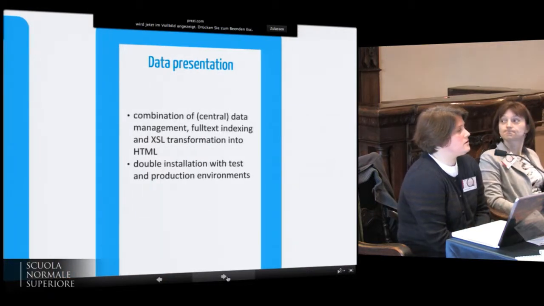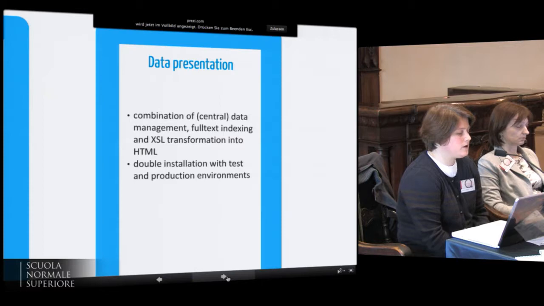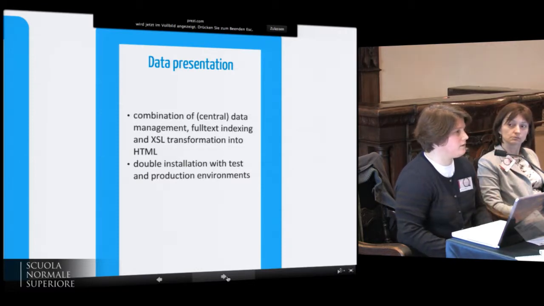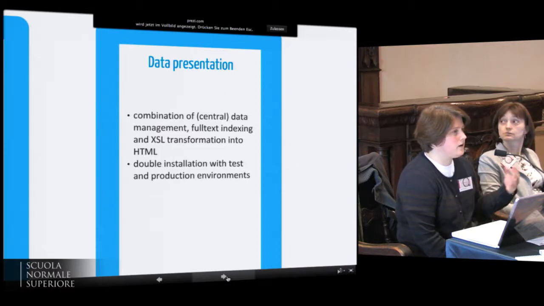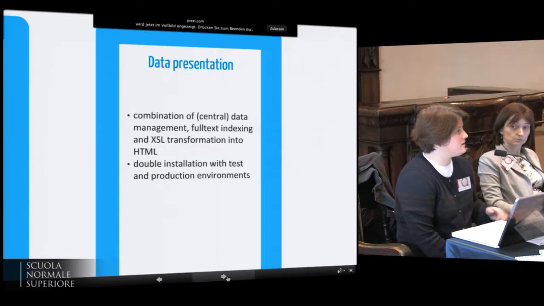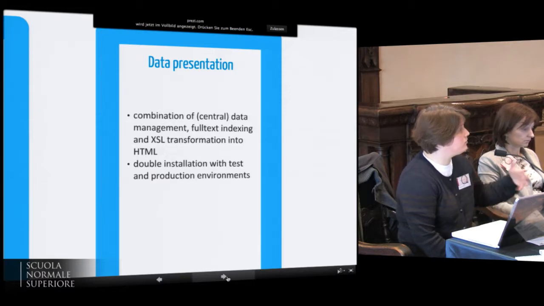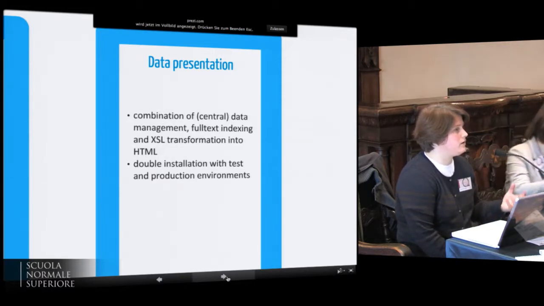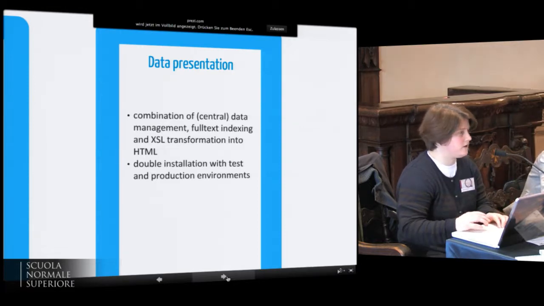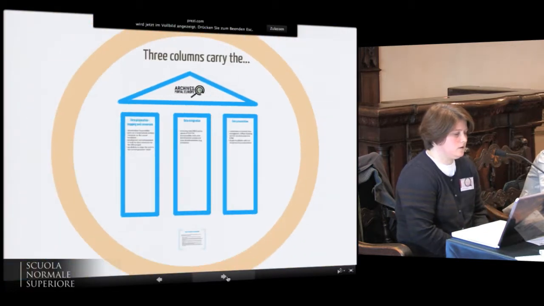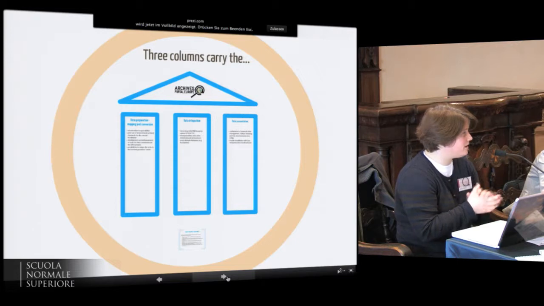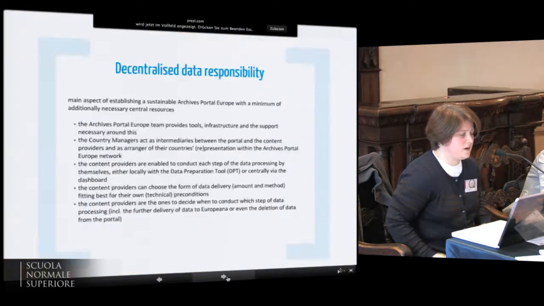The third column is the data presentation. So that's a combination of central data management, full text indexing and an XSL transformation to HTML, so to actually see the data that you have provided on the Archives Portal Europe. And as I already mentioned in the beginning, we have a double installation with test and production environments, plus actually the content checker, which is more or less your test environment, where you can just try your data, have a look at it, how it's presented, and then possibly adapt if you are not that satisfied yet. So hopefully, in the end, we have a little nice temple like this, with the three columns carrying it.